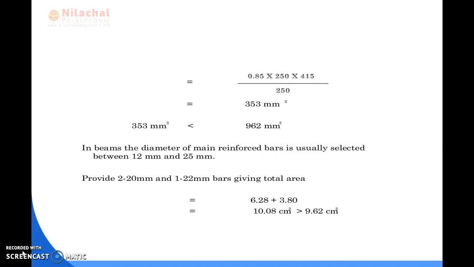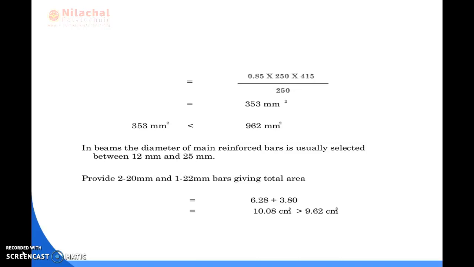In a beam, the diameter of the main reinforcement bar is usually selected between 12 mm and 25 mm. Normally we consider the minimum value first, then we assume 12 to 16 mm and 20 mm, and not more than 20 mm we consider in the basic part.